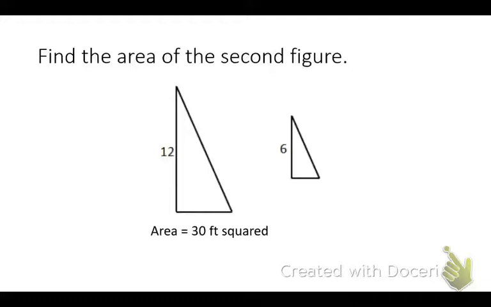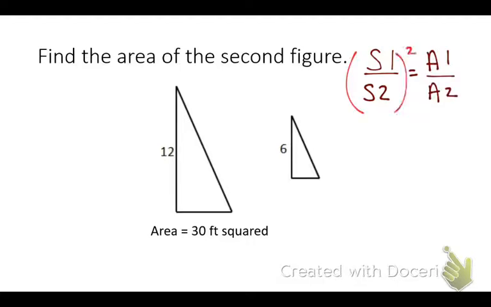What's the formula to find the area of two similar figures? Side over side, area over. Close. Almost there. Side 1 over side 2 equals area 1 over area 2. I am missing something super important. Square the sides. Good.